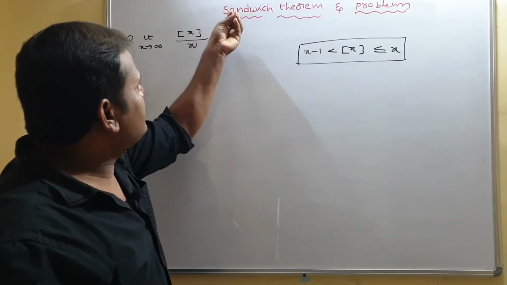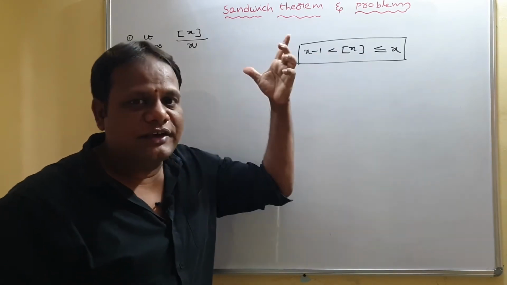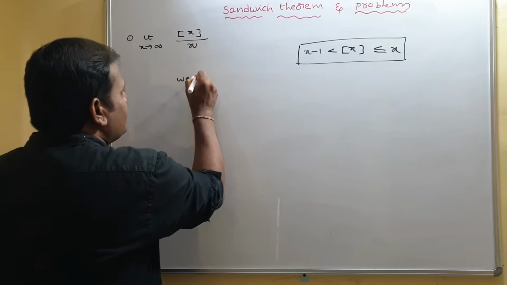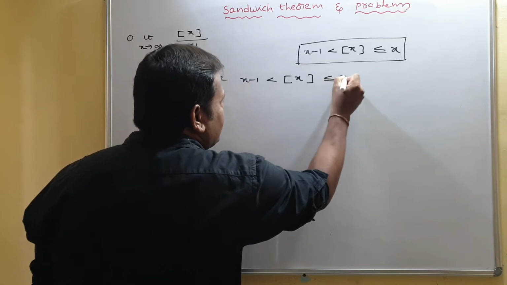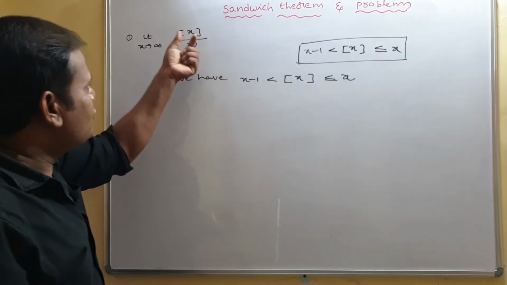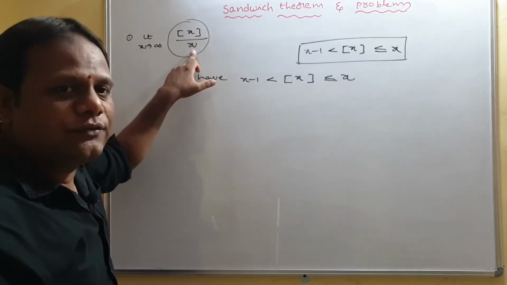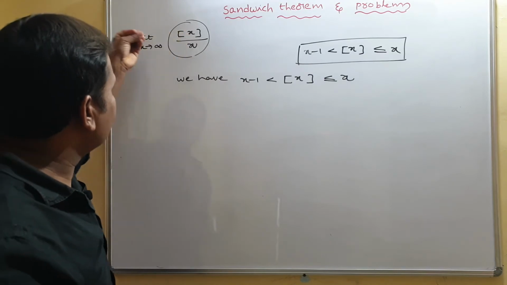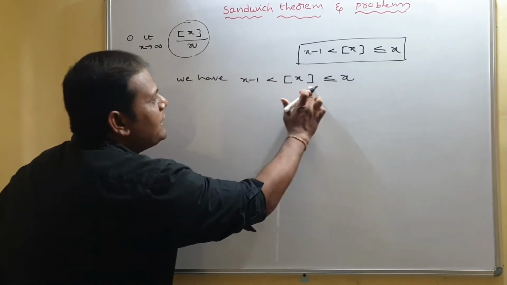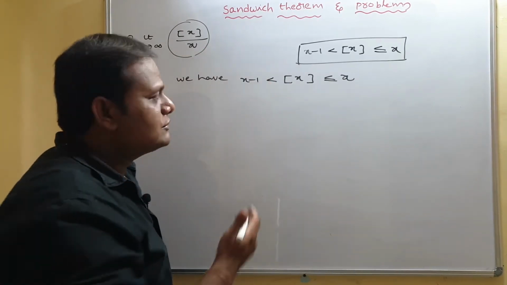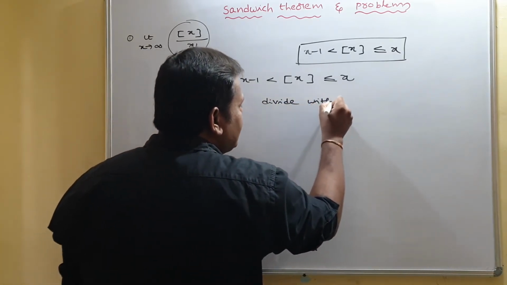So to apply this sandwich theorem, to get the limit, I am going to use this inequation. So we have x minus 1 less than step x less than or equal to x. Okay. So here which function we want, that is step x by x we want. So for what function you have to find the limit, you have to put that function at middle. Is it? So at middle I want step x by x. So divide this inequation with x.